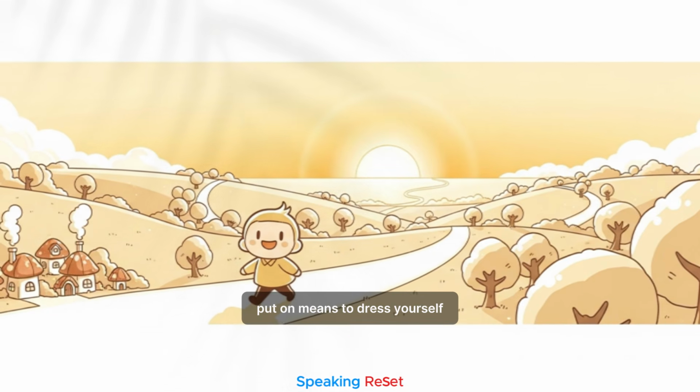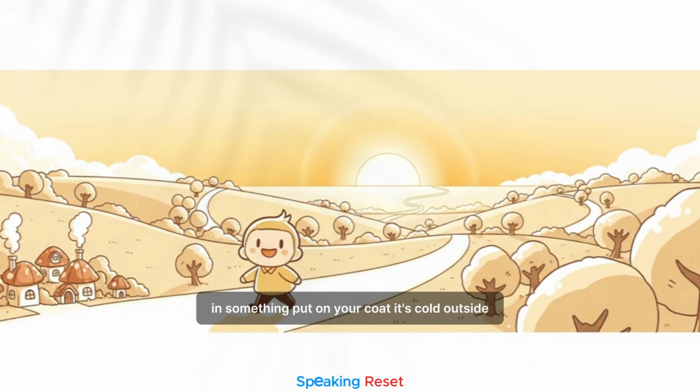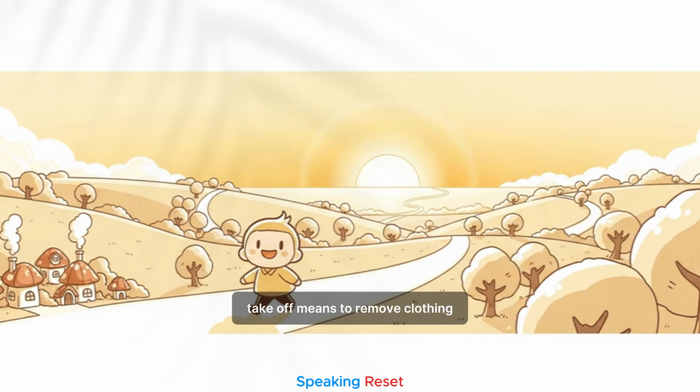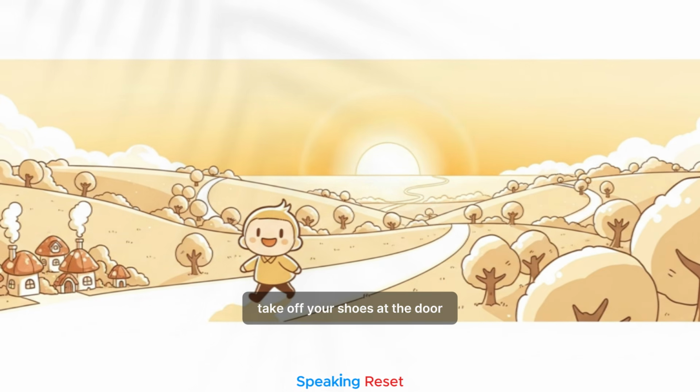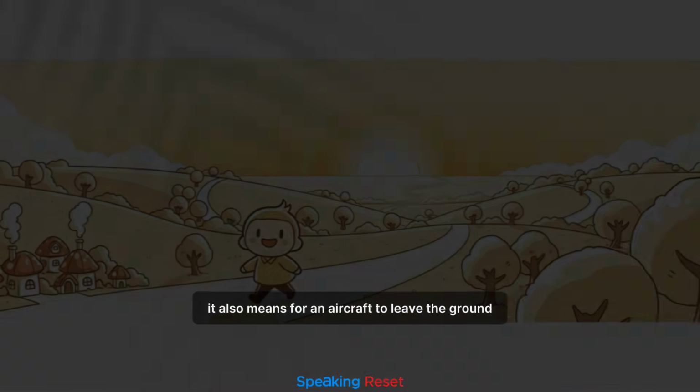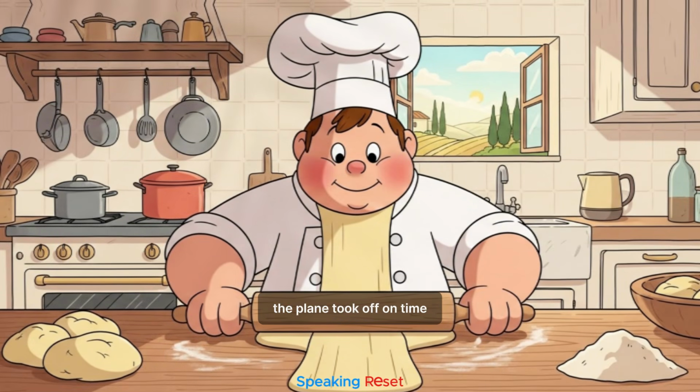Put on means to dress yourself in something. Put on your coat. It's cold outside. Take off means to remove clothing. Take off your shoes at the door. It also means for an aircraft to leave the ground. The plane took off on time.